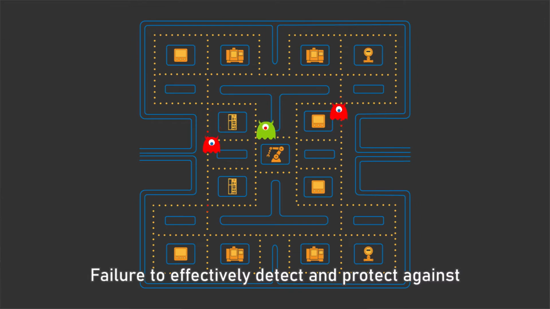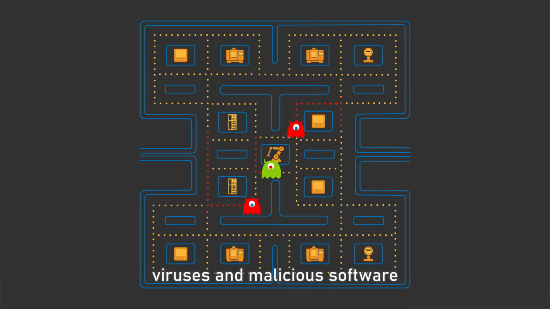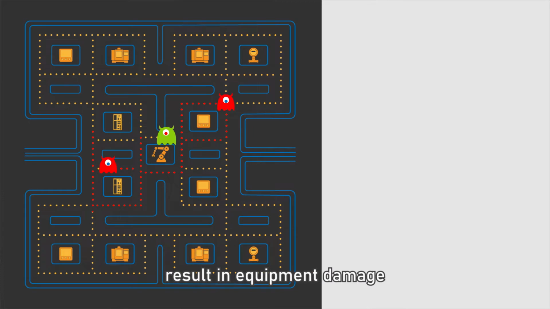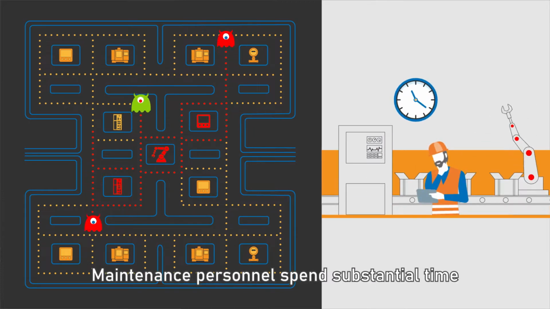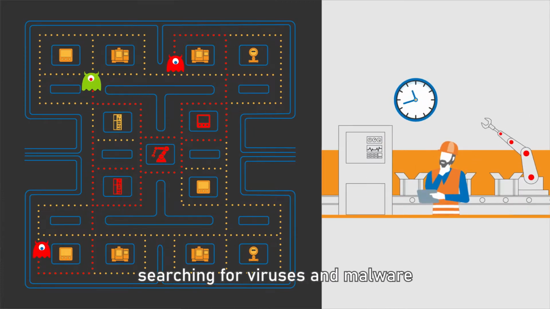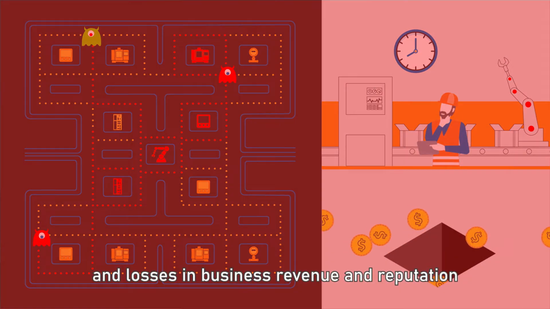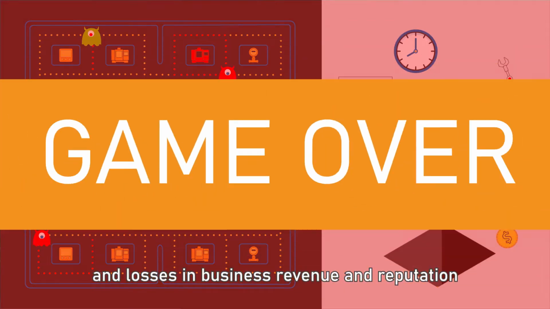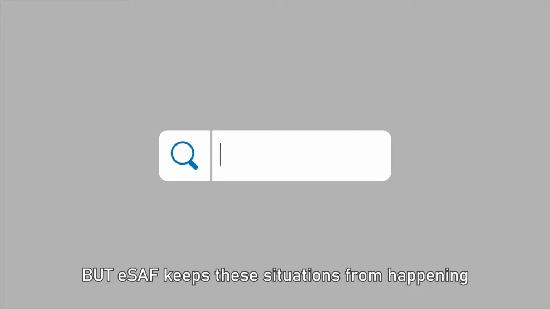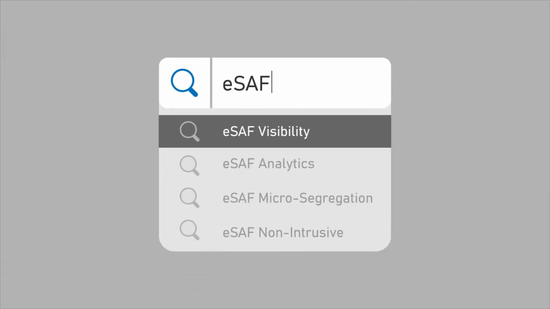Failure to effectively detect and protect against viruses and malicious software result in equipment damage. Maintenance personnel spend substantial time searching for viruses and malware, leading to operational difficulties and losses in business revenue and reputation. But eSAF keeps these situations from happening.